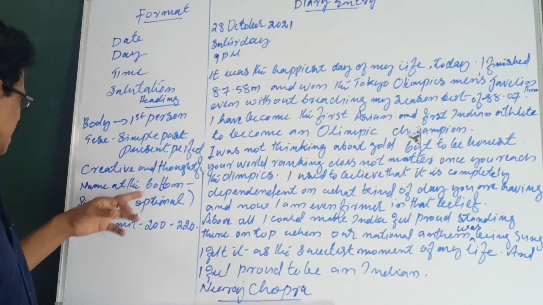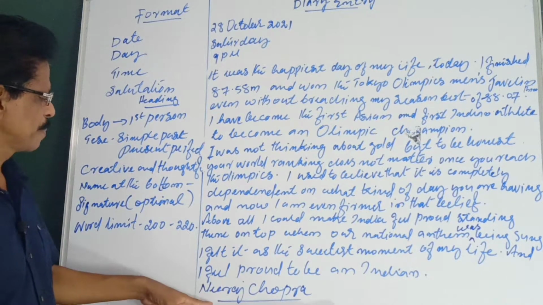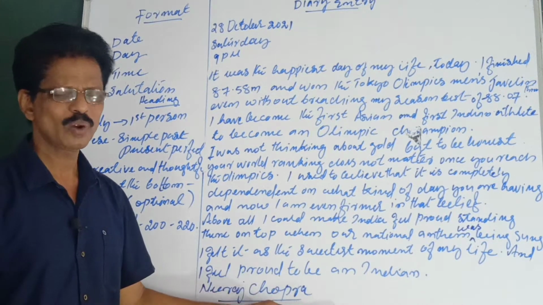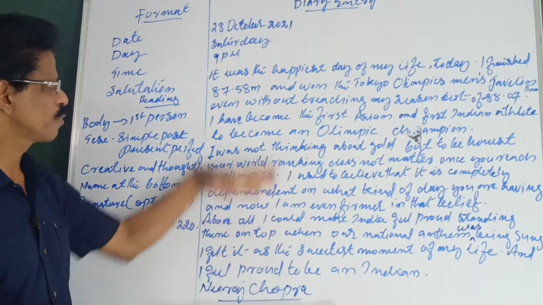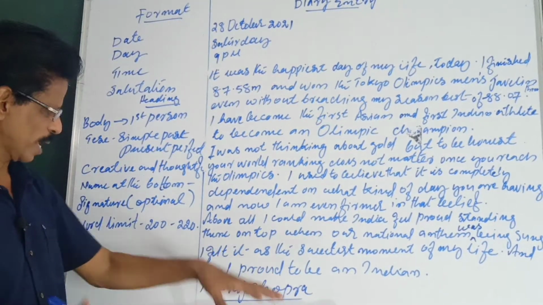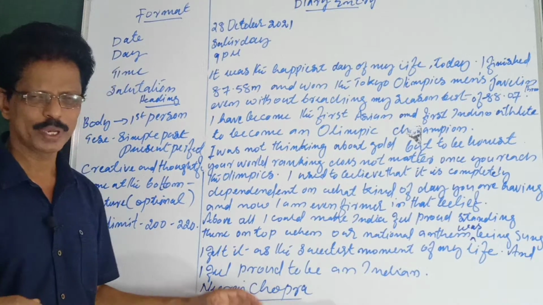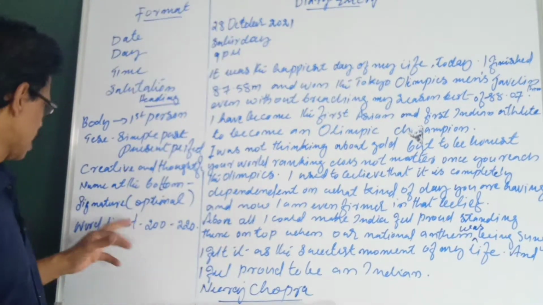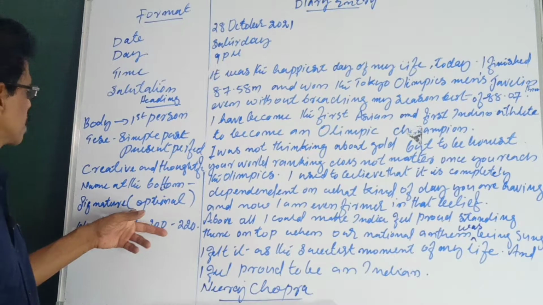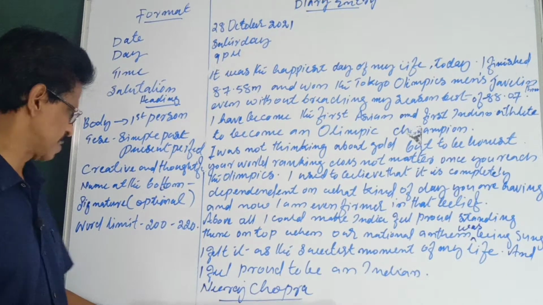Then a name at the bottom can be given. Signature is optional. Like a letter, at the bottom you write your name, no problem, to show who is writing the diary. But a signature is not necessary.